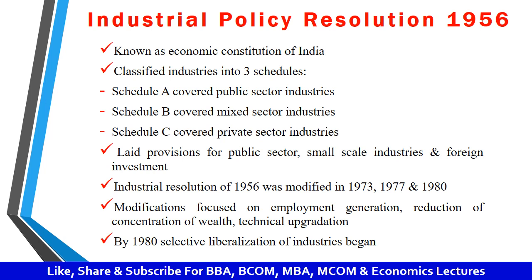This industrial policy also laid the provisions for public sector, small scale industries, and foreign investments to meet the growing competition. This industrial resolution of 1956 was later on modified in 1973, in 1977, and in 1980. The modification was mainly focused on employment generation, reduction of concentration of wealth, and improving of technology. By 1980, selective liberalization of Indian industries began.